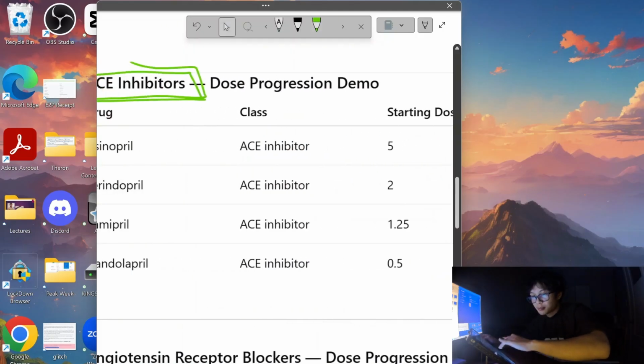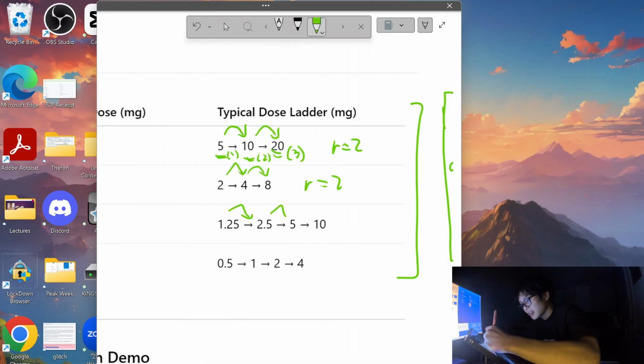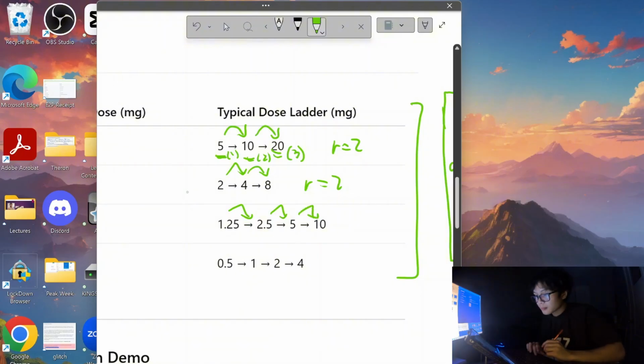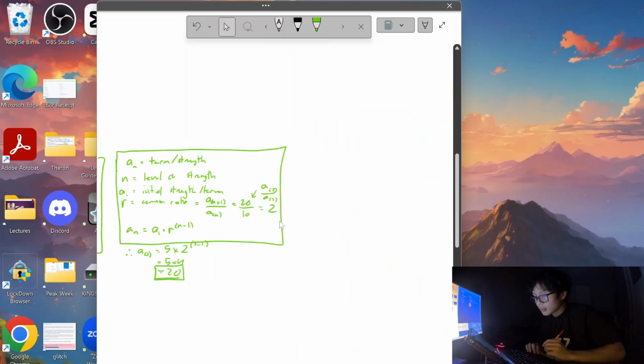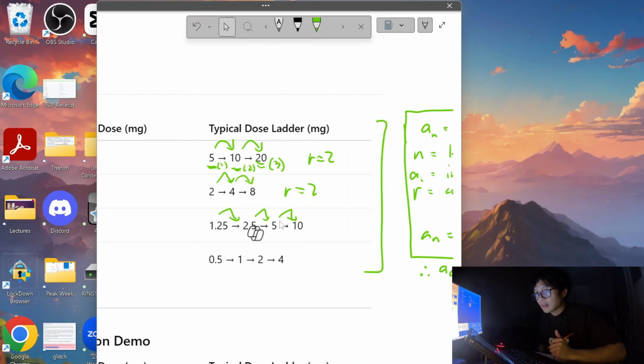Like, not just with lisinopril, perindopril, ramipril too. 1.25 goes to 2.5, and then from 2.5 to 5, and then 5 to 10. That's all it is. So, just recognizing that most drugs follow a geometric sequence. All you really need to do is figure out the starting dose and the number of doses for a drug.